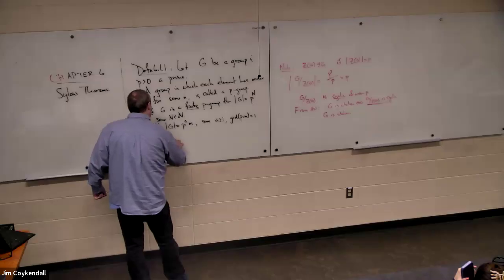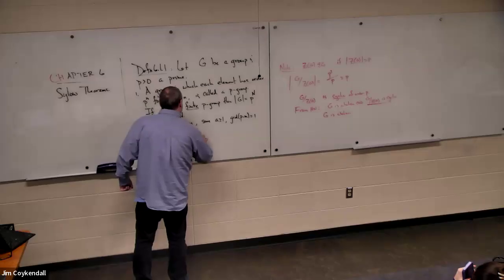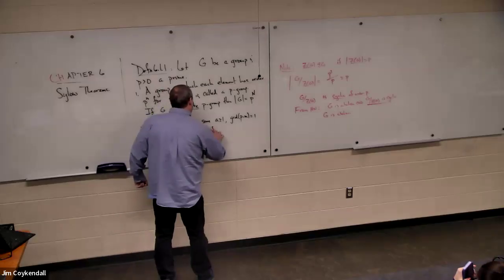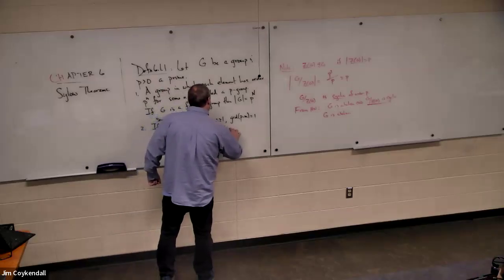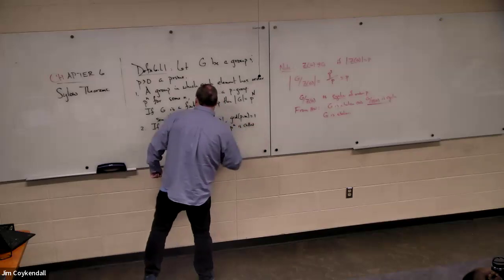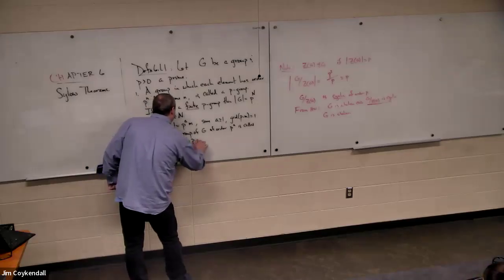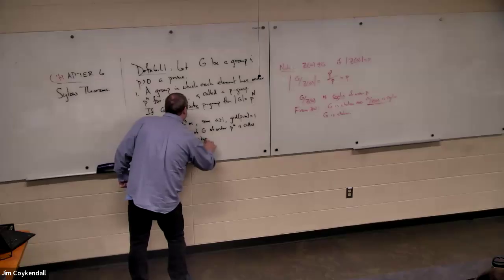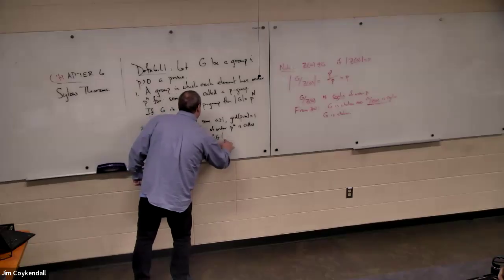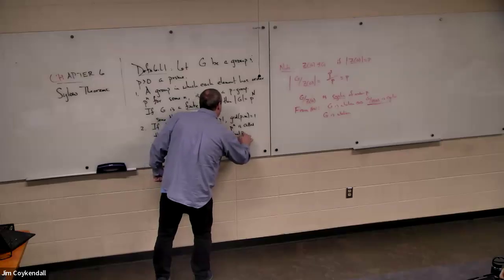Then a subgroup of G of order p to the a is called a Sylow p-subgroup of G. And it is a maximal p-subgroup of G.